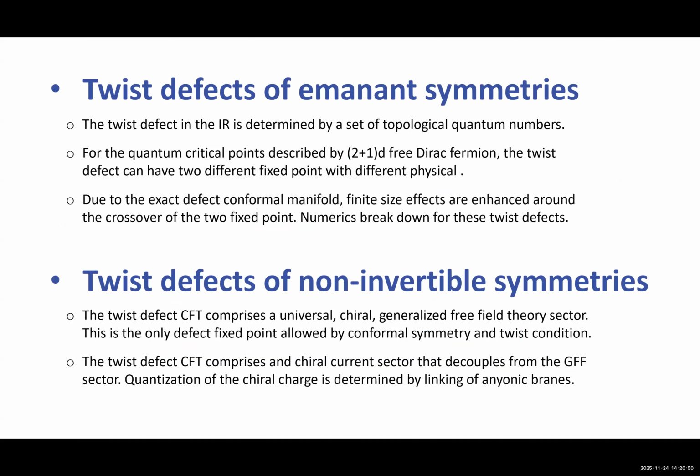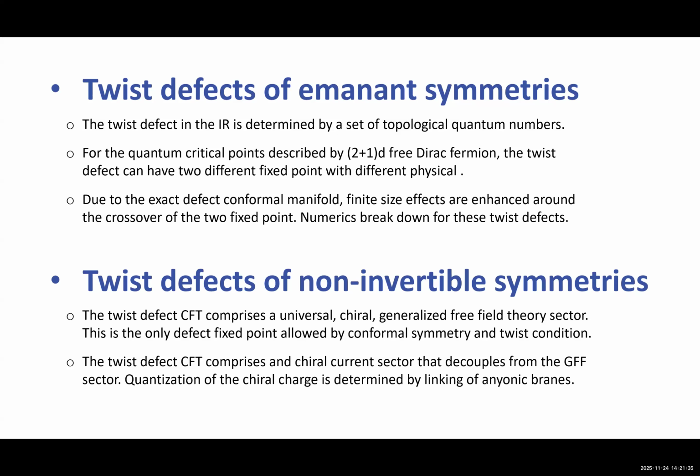So I want to make a very short, or maybe too overwhelming, summary of my topics today. In the first part, I showed you one possible application and why experimental people should care about twist defects. It is the correct IR model for certain lattice imperfections that we encounter every day. And for the twist defect in the free Dirac fermion, it has two different fixed points. And at a certain point where these two fixed points cross, it leads to an important experimental implication, such that the finite size effect is going to get larger and larger, and eventually make your numerical simulations break down.